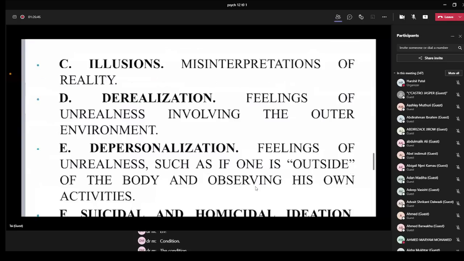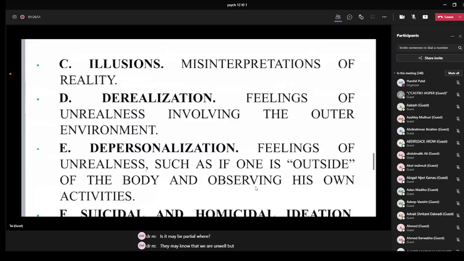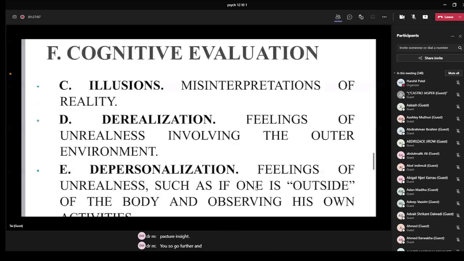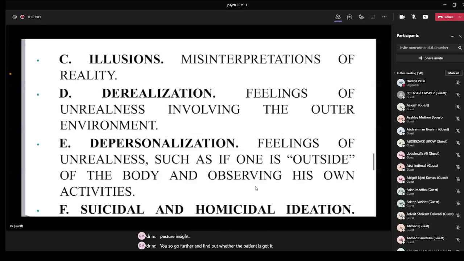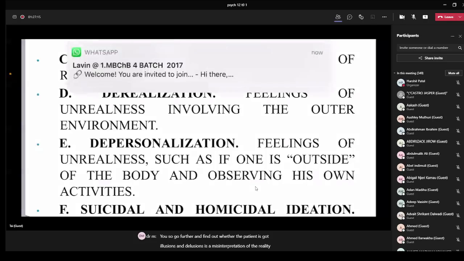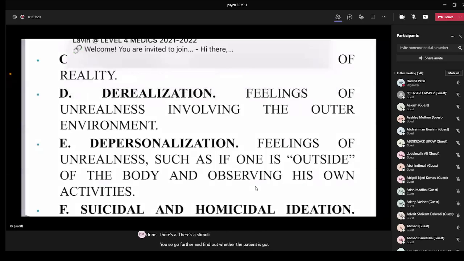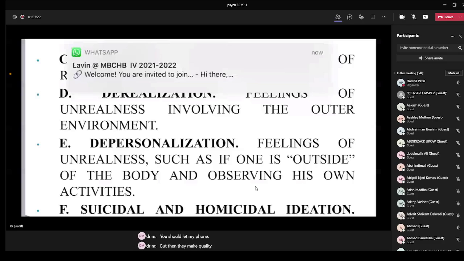Insight may be partial, where they may know that they are unwell, but they have no idea that they should be treated, or they assign different meanings to whatever is happening to them. So the insight might be full insight or partial insight. You also go further and find out whether the patient has got illusions, and illusions is a misinterpretation of the reality. So there's a stimuli. You show them a phone, but then they may call it something else.